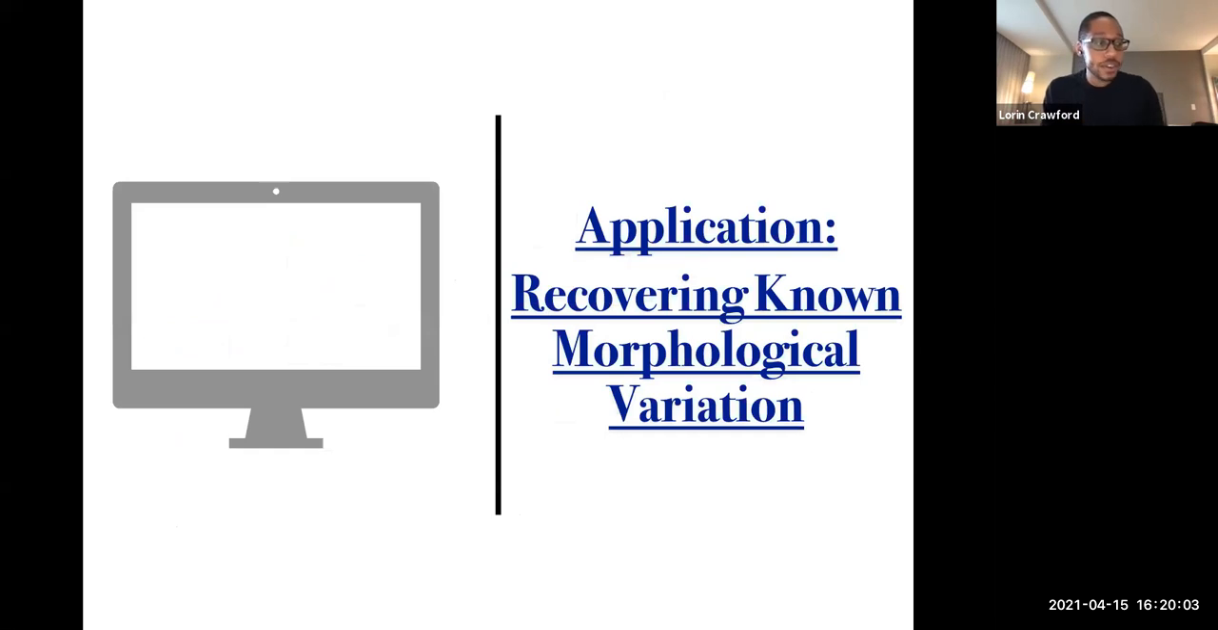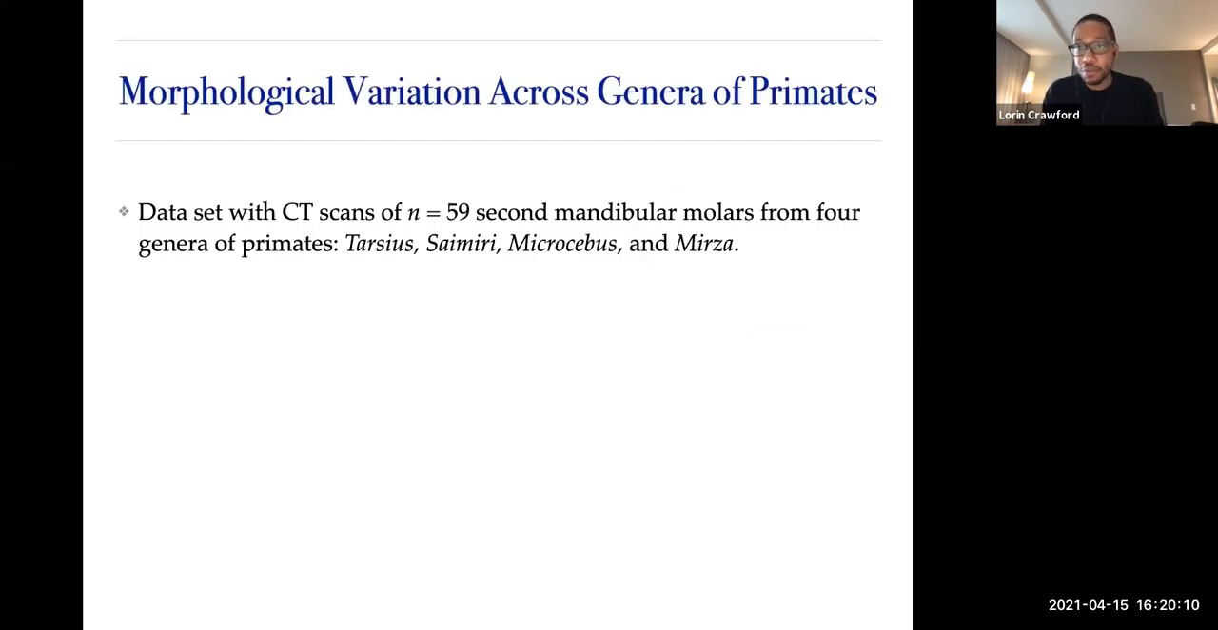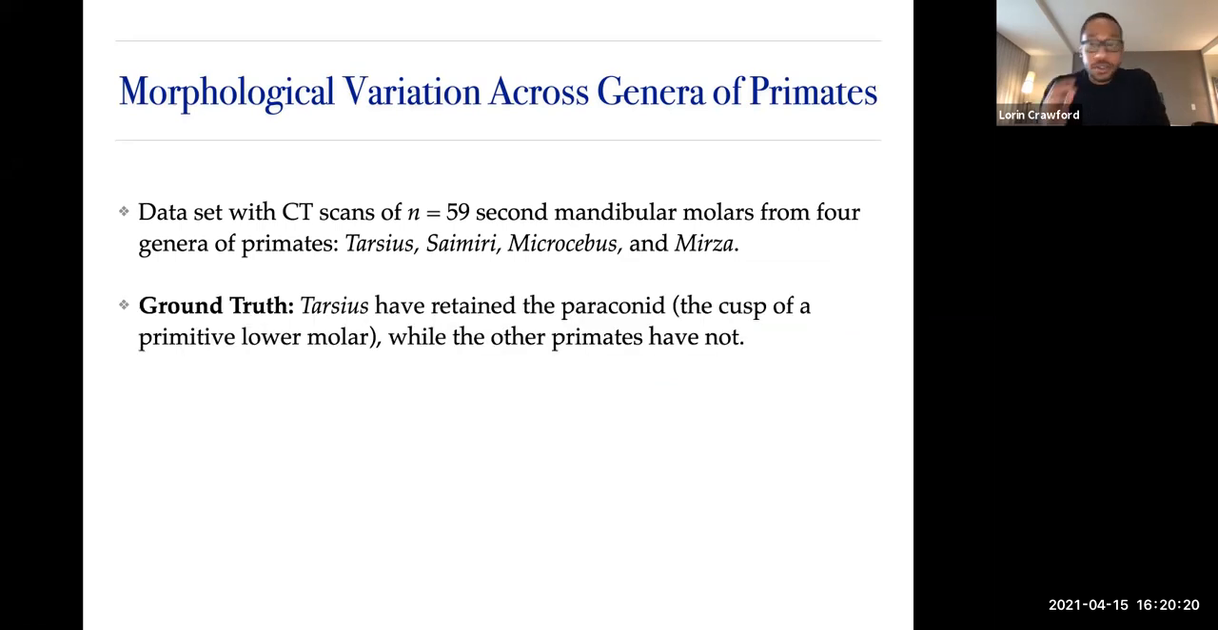And so for the last couple of minutes, I just want to talk about this idea of recovering known variation, and one really cool future thing that people might be interested in. So here we take morphological variation across these different primates. I have 59 molars from these different types of primates. This paper was hard because people haven't thought about this question a lot.